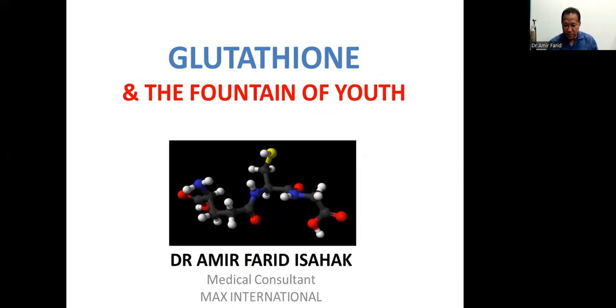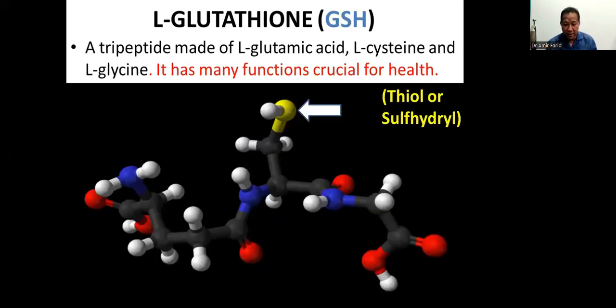So, as usual, we need to know what glutathione is first before we delve into the subject about the fountain of youth. Okay, so glutathione is a small peptide made of only 3 amino acids. So it's a tripeptide made of L-glutamic acid, L-cysteine, and L-glycine. But this small peptide is a miracle molecule with so many important functions, crucial for health.